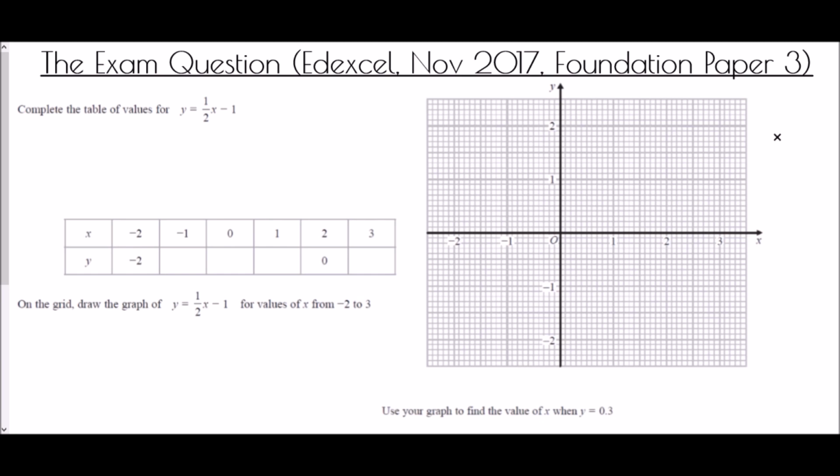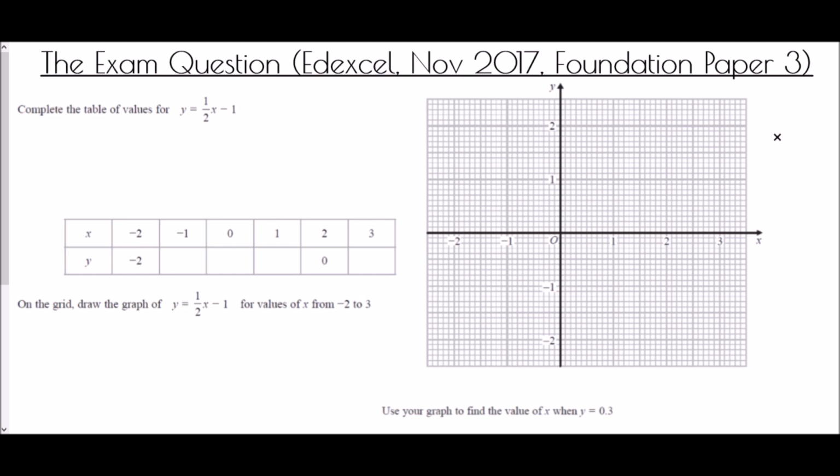So this is actually a calculator paper, so we could use a calculator if we felt we needed to at any point during this question. It says complete the table of values for y equals a half x take away 1. So again, we have y equals mx plus c, so we could use the version that we've just been using in the previous example, but the question has specifically asked us to form a table of values, so that's what we should be doing.